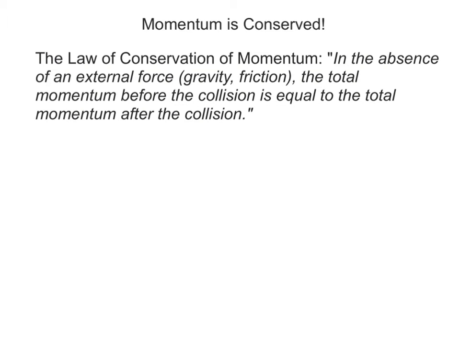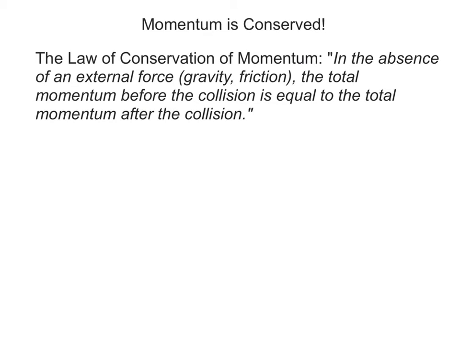What happens when two objects hit each other or collide? Well, according to the law of conservation of momentum, momentum is conserved between those two objects. The actual law states, in the absence of an external force, such as gravity or friction, the total momentum before the collision is equal to the total momentum after.